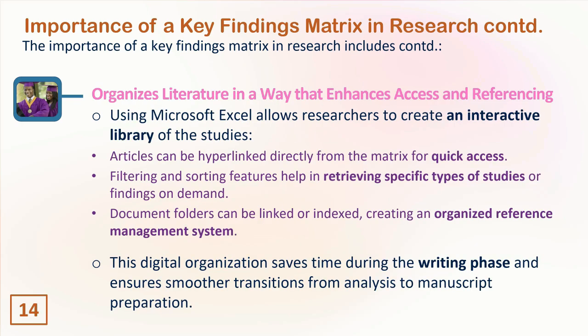The key findings matrix organizes literature in a way that enhances access and referencing. Using Microsoft Excel allows researchers to create an interactive library of the studies. Articles can be hyperlinked directly from the matrix for quick access. The filtering and sorting features help to retrieve specific types of studies or findings on demand. Also, document folders can be linked or indexed, creating an organized reference management system. This digital organization saves time during the writing phase and ensures smoother transitions from analysis to manuscript preparation.